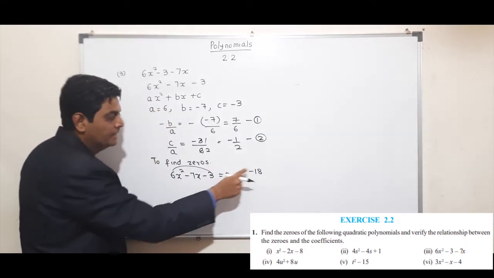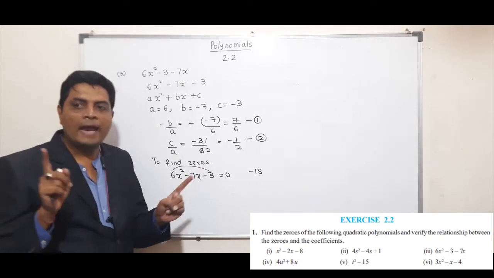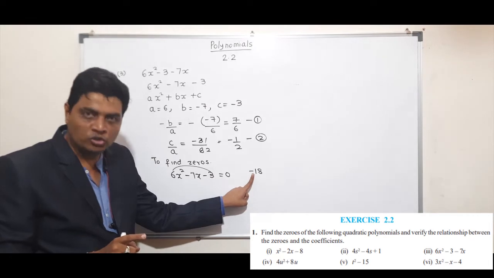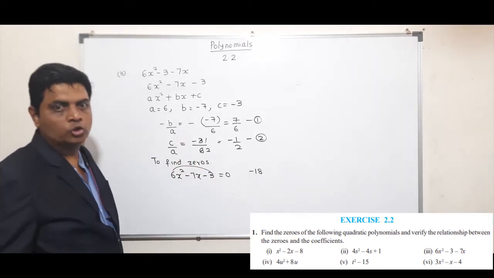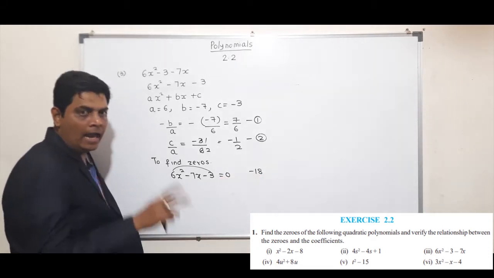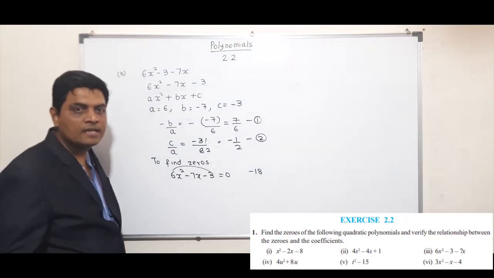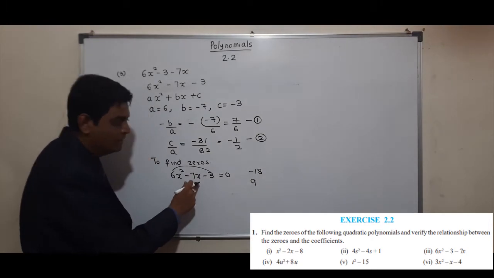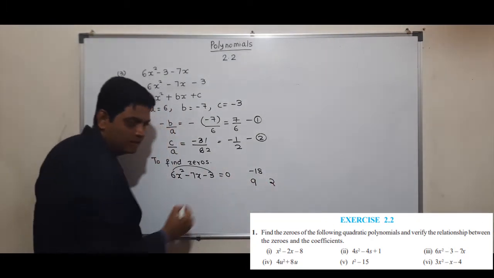Whenever the multiplication answer is negative, that means you will have to subtract two factors. Whenever the multiplication answer is positive, you will have to add two factors. So now, by multiplying two factors, you have to get 18, and by subtracting, you have to get 7. So what will be the factors? 9 and 2. 9 minus 2 will be 7, and 9 into 2 will be 18. So 9 and 2 are the factors.